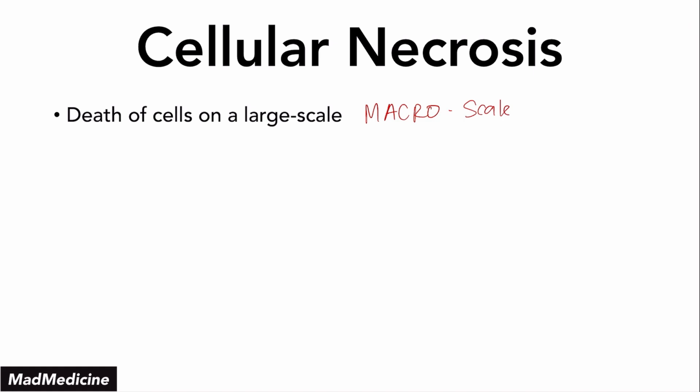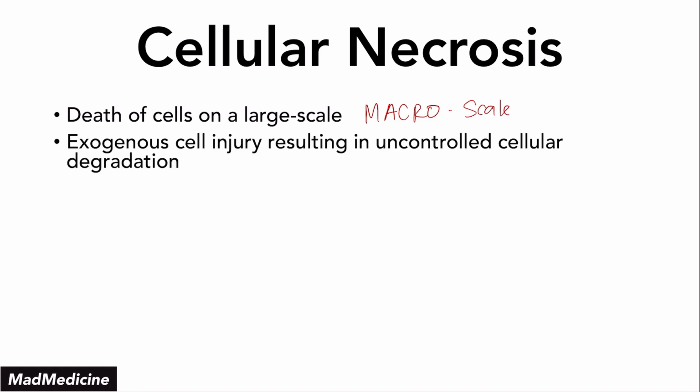How this happens is some sort of exogenous cell injury results in uncontrolled cell degradation. This could be a lot of things. This could be an infection, this could be inflammation, this could be essentially you could have a stab wound that can lead to necrosis. A lot of stuff could happen. You could have decrease in oxygen being delivered to an organ that can cause necrosis, okay? But something exogenous from the cell, something outside of the cell is causing this problem.